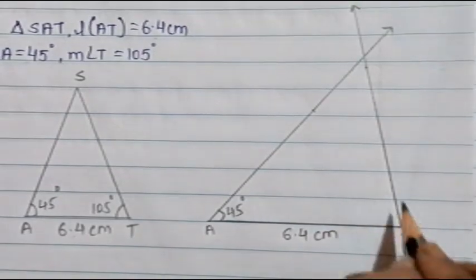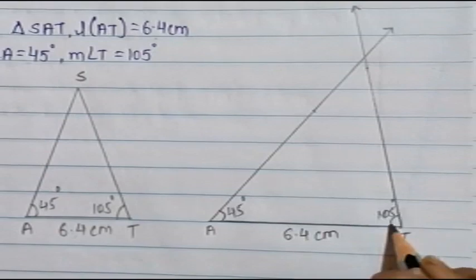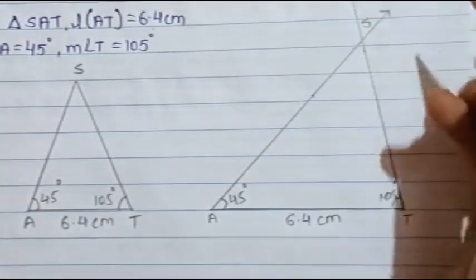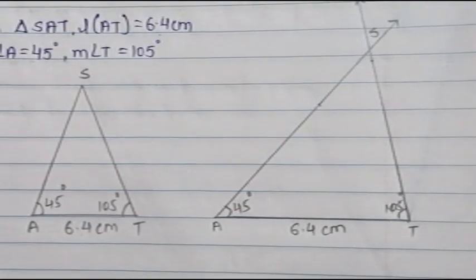Clear? And this is what, 105 degree, and here this point is known as S. Is that clear, everybody, how you are supposed to construct this first one? Okay.